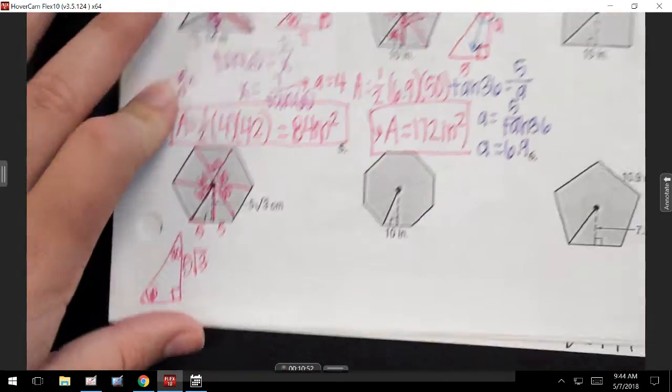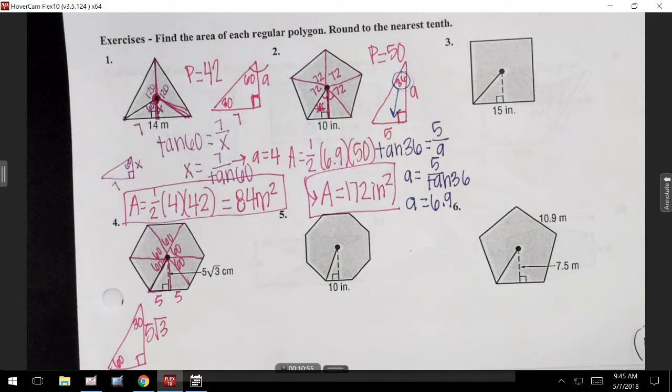Okay? Take a few minutes and try to finish 1 through 6. I'm going to write my answers up here so you can check your answer.